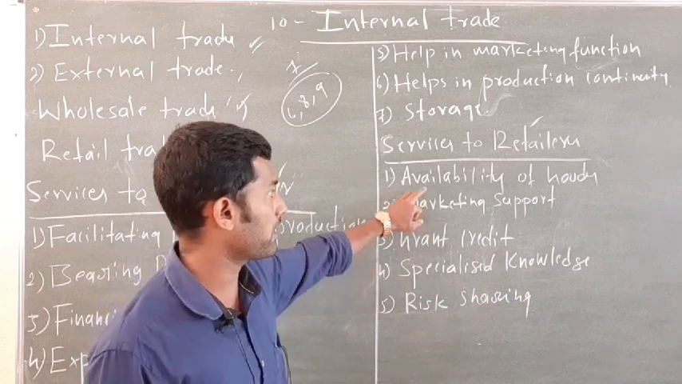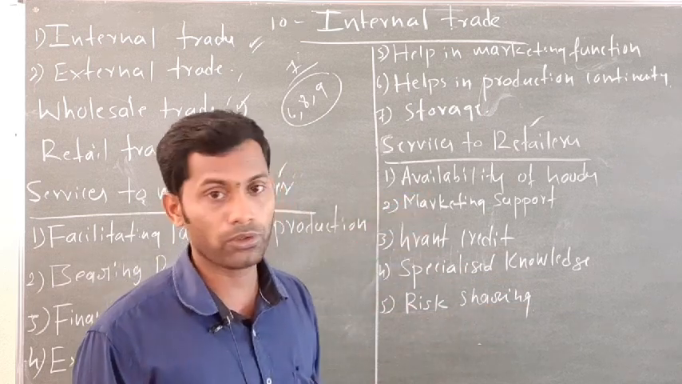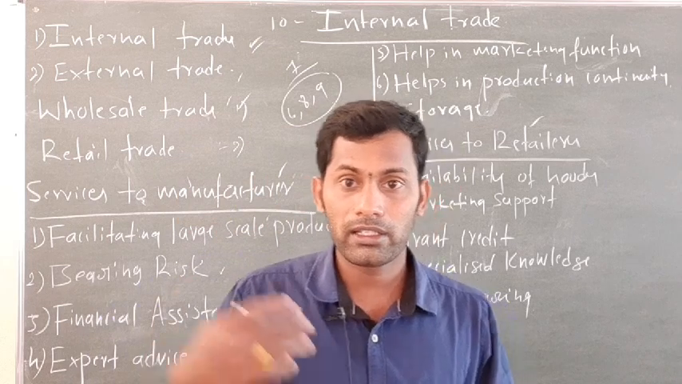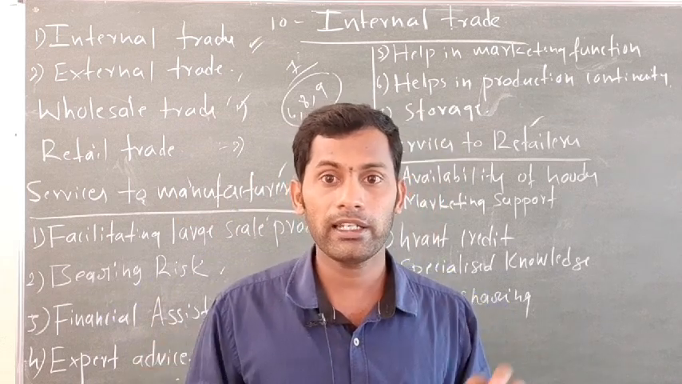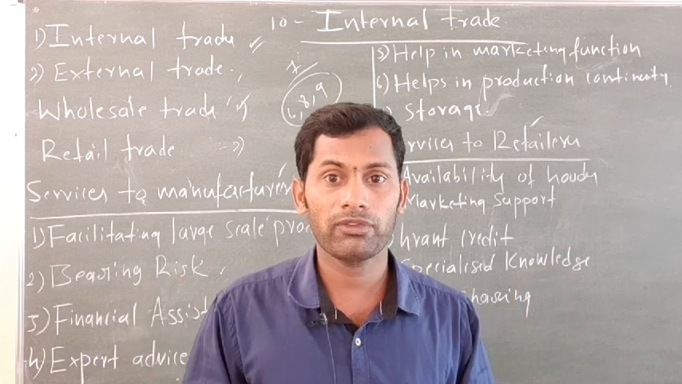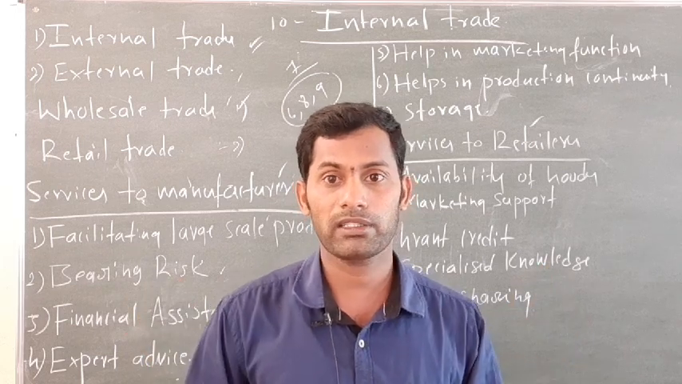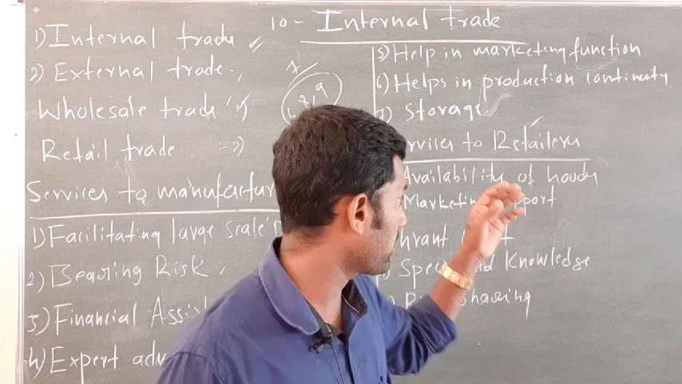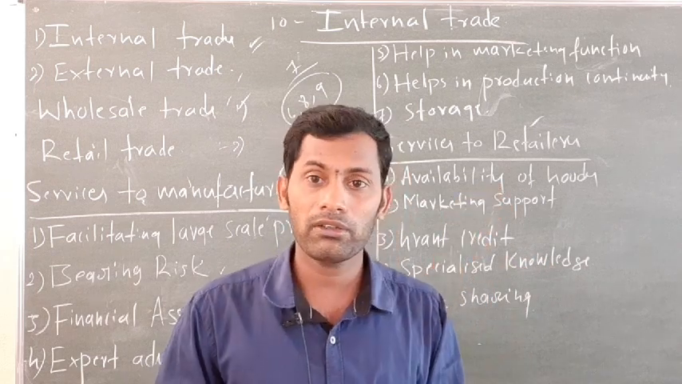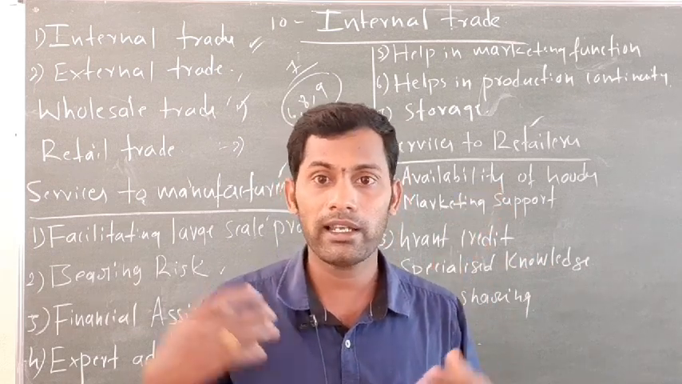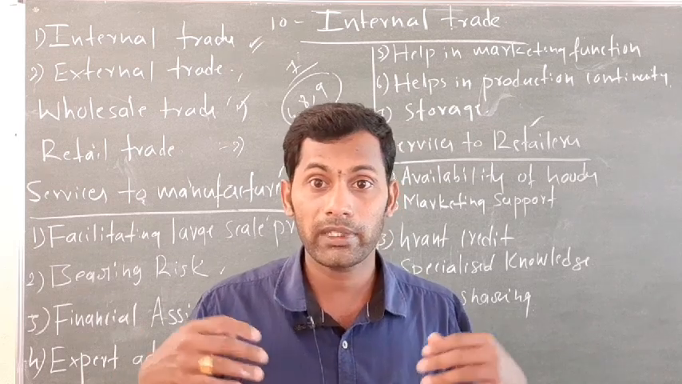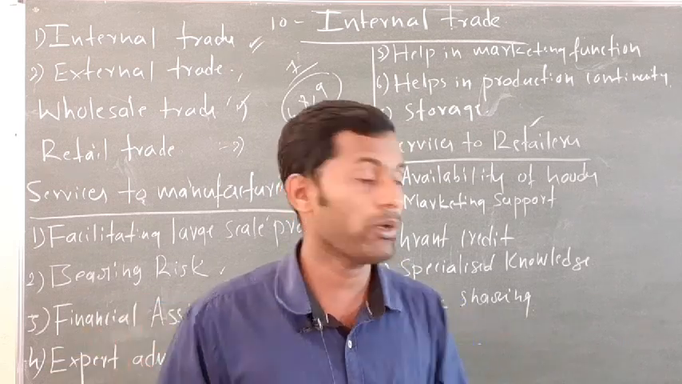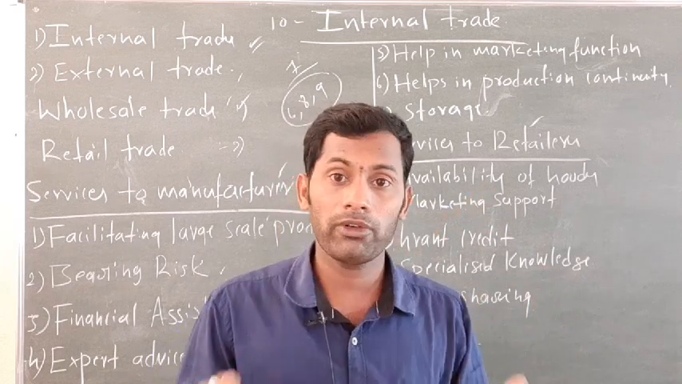Now, come to the first one, availability of goods. The retailers have to keep the product readily available for sale to the consumers. That is one thing. One more thing is that the wholesaler collects the product from various manufacturers, then makes it readily available for the retailers.